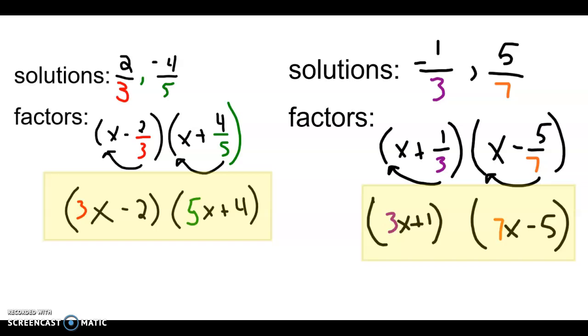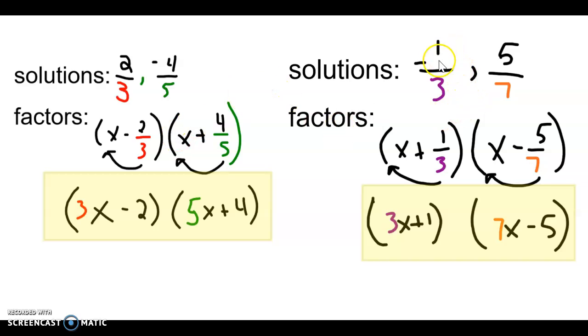But what if we have fractions? All right, let's say my solutions are 2 over 3 and -4 over 5. Well, when I write those as my factors, it's going to be x minus 2 over 3 and x plus 4 over 5, sorry. Then I have to move my denominator over in front of my x. And when I do that, this is now going to be 3x minus 2 because I moved that denominator. This is 5x plus 4.